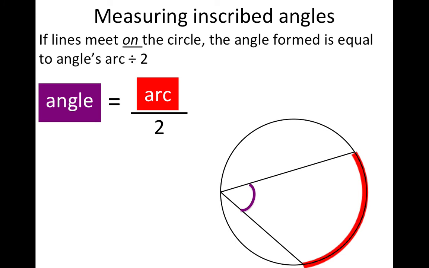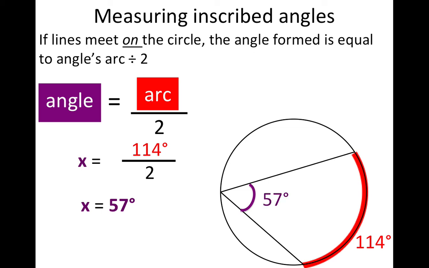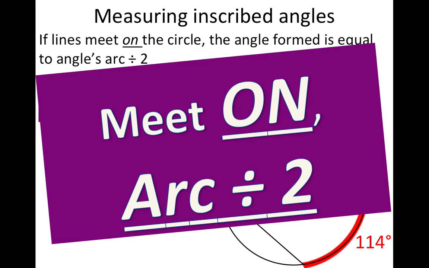Now let's do an example to show how we can use this formula. So imagine I want to try to find that angle, so I'll call it x. And I know it's my arc divided by 2, but what is my arc? And let's say my arc is 114 degrees. So if I take 114 divided by 2, I get that x equals 57. So that angle there is 57 degrees. The key thing to remember, the takeaway from this slide, is that if the lines meet on the circle, I take the arc and divide by 2.